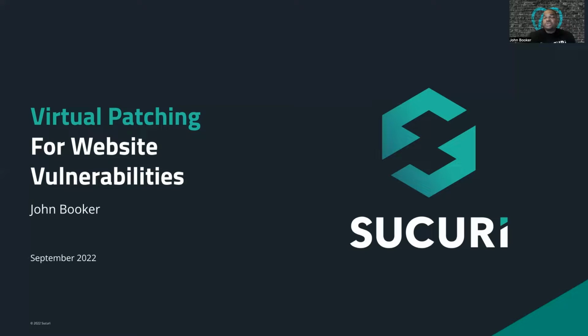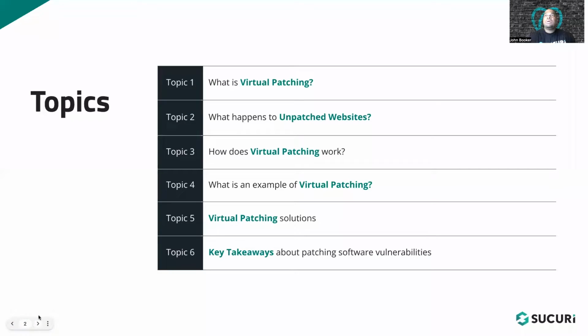If you're in a situation where you can't update your website software, then the list of known plugin vulnerabilities probably scare you. But in this post, we'll highlight some of the ways we can mitigate risk and virtually patch known vulnerabilities on your site. So we're going to go over 6 topics today. What is virtual patching? What happens to unpatched websites? How does virtual patching work? What's an example of virtual patching solutions, and key takeaways about patching software vulnerabilities.